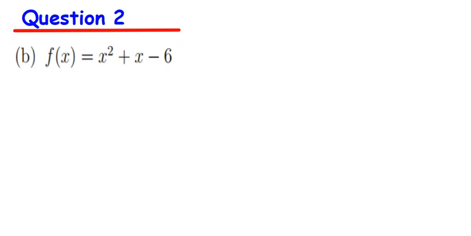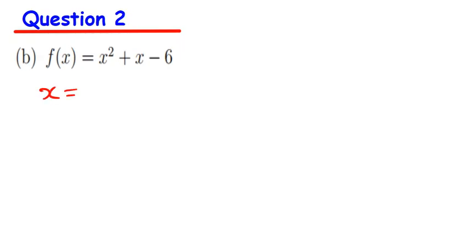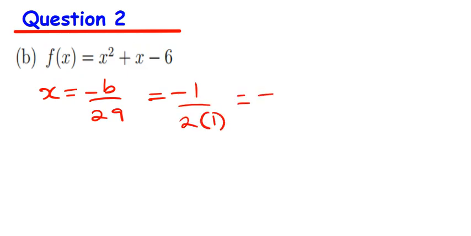So what are we going to do? x is equal to negative b over 2a. Then from there, we're just supposed to solve. So that will be negative our b, which is the coefficient of x, which is 1, over 2. Our a is also 1. So we're going to have negative 1 over 2. So that is the value of x at the turning point.